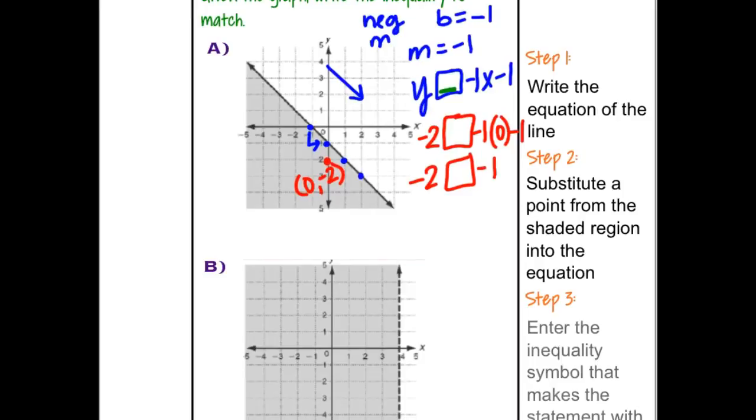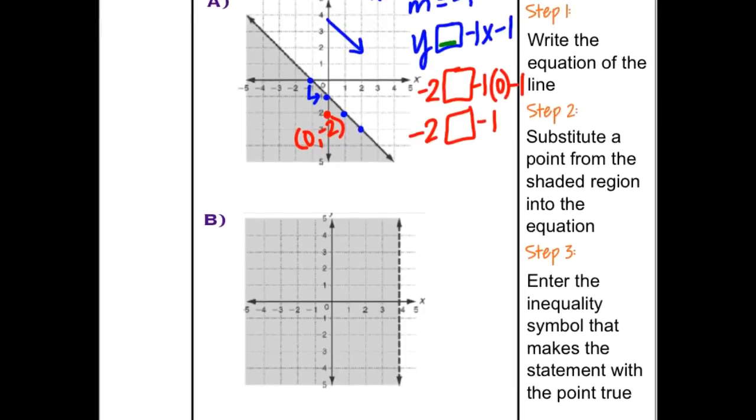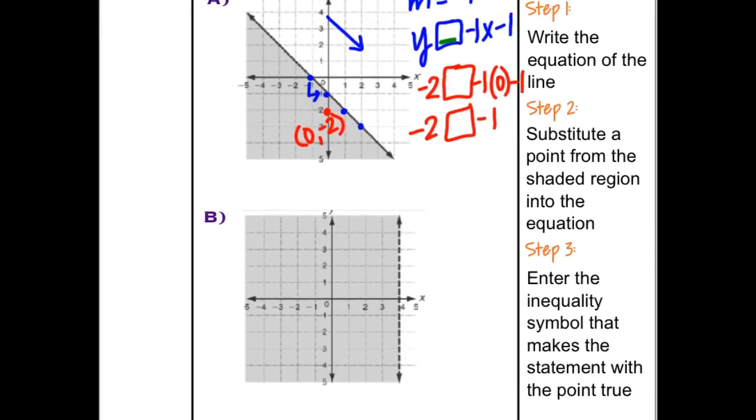Step three is enter the inequality symbol that makes the statement with the point true. So we look here, we've got -2 compared to -1. I know that -1 is bigger because it's less negative. That means that this goes here, which means my final answer is going to be y is less than or equal to -x minus 1.